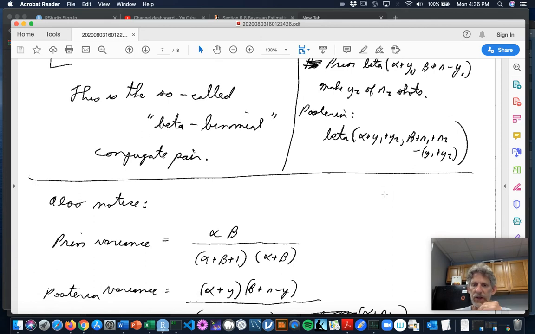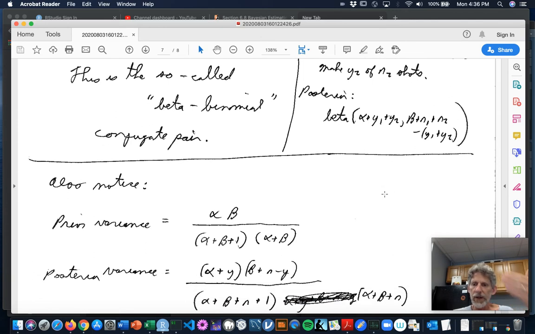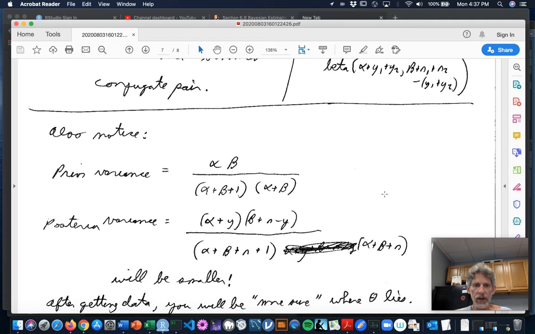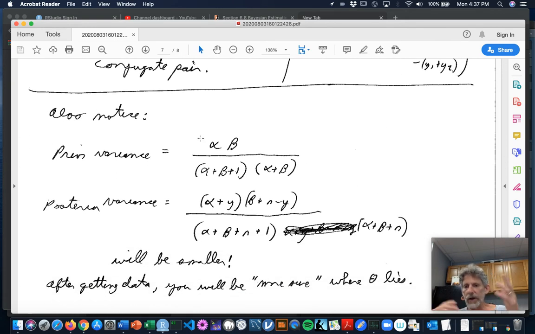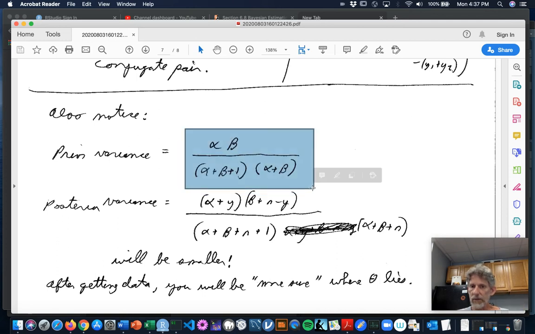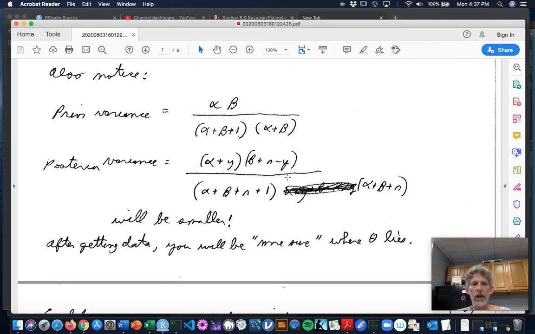So not only is iteration easy, also, after you have data, you're more certain about where the unknown theta is than you were before. The expected value of theta prior was alpha over alpha plus beta. The variance in that estimate was the variance of the beta distribution, which is that. Now you got your new posterior estimate, alpha plus y over alpha plus beta plus n. And that has a variance. And the variance of that beta distribution, same idea.